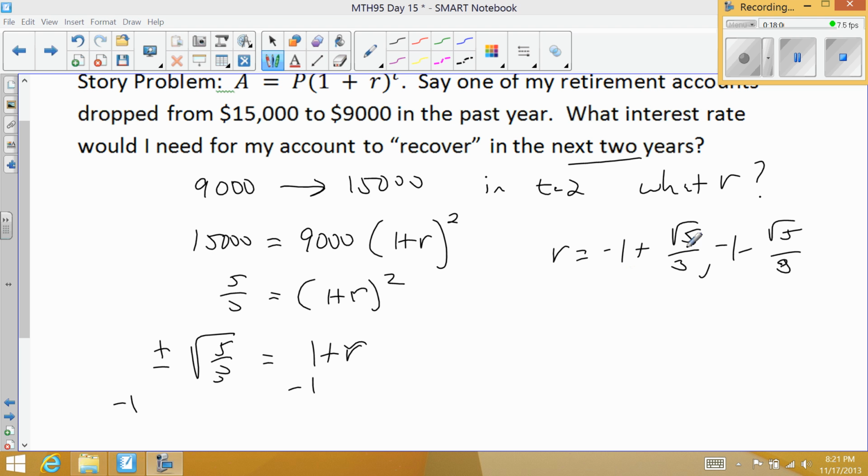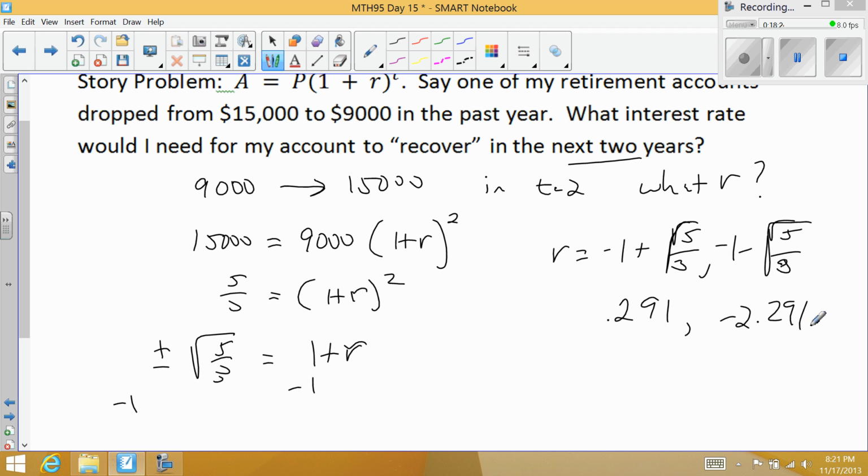So the negative 1 plus the square root of 5 over 3 is going to give us 0.29099, so about 0.291. The negative 1 subtract the square root of 5/3 is going to give us negative 2.291. So my interest rate cannot be negative. So what I need is an interest rate of about 29.1% for that $9,000 to grow back to $15,000.